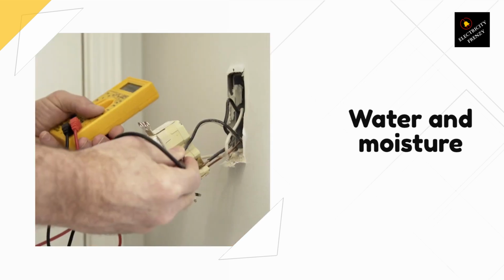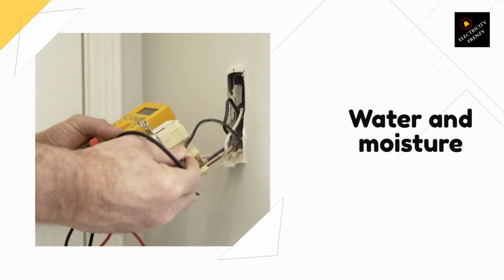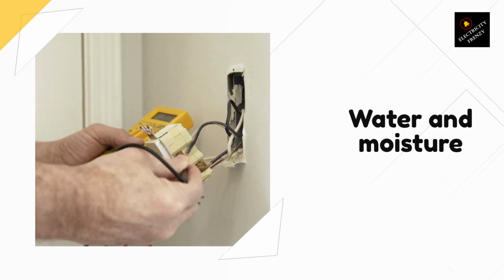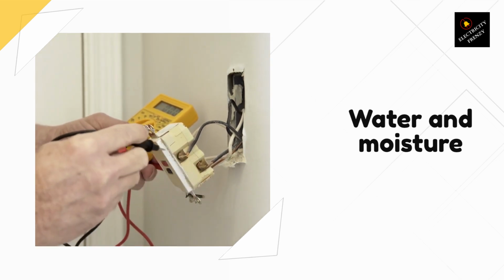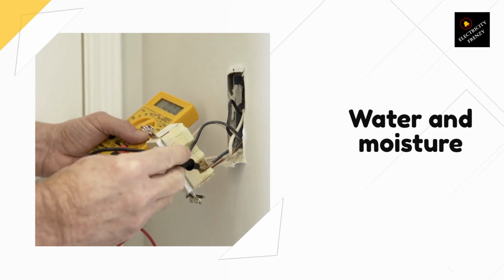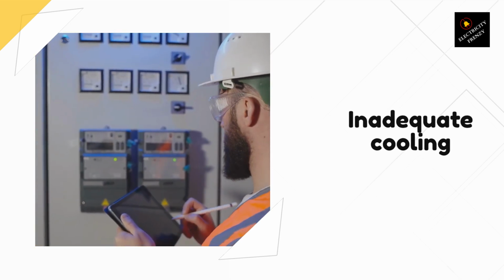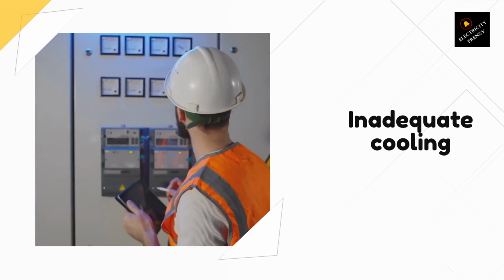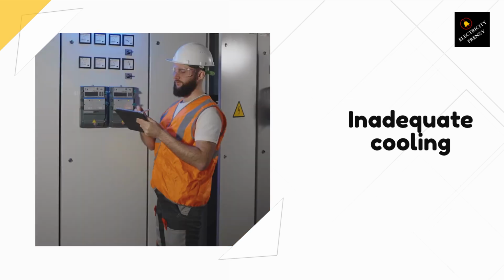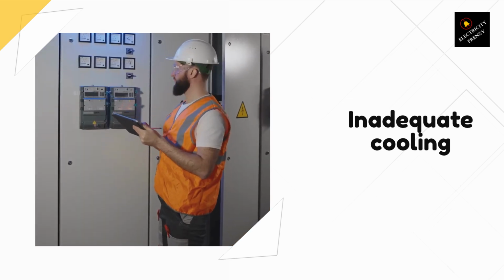Motors with a low IP rating are more vulnerable to moisture and water ingress. They may not have adequate protection against dust, debris, or water, making them susceptible to damage. Moisture and water can corrode internal components, affect insulation, and lead to short circuits, ultimately causing motor failure or burnout.